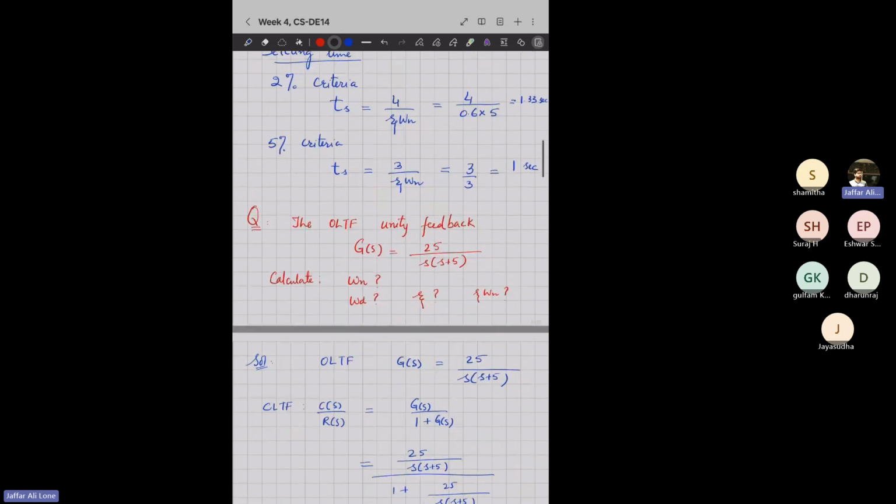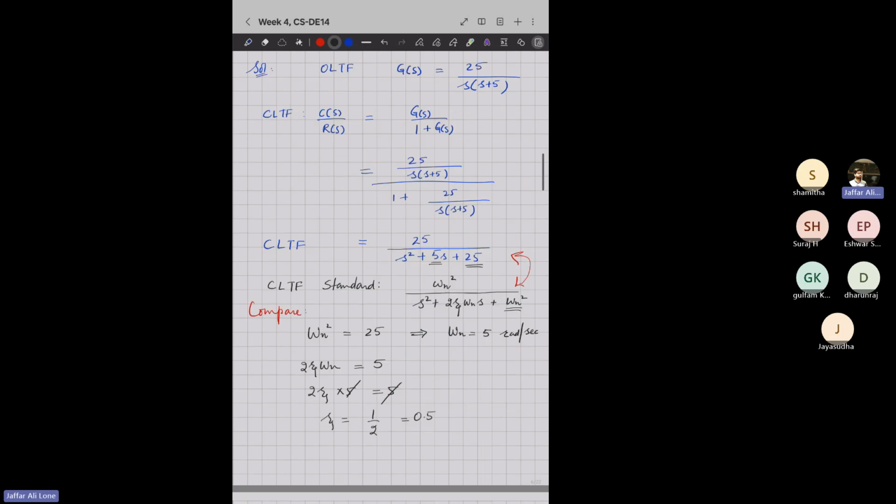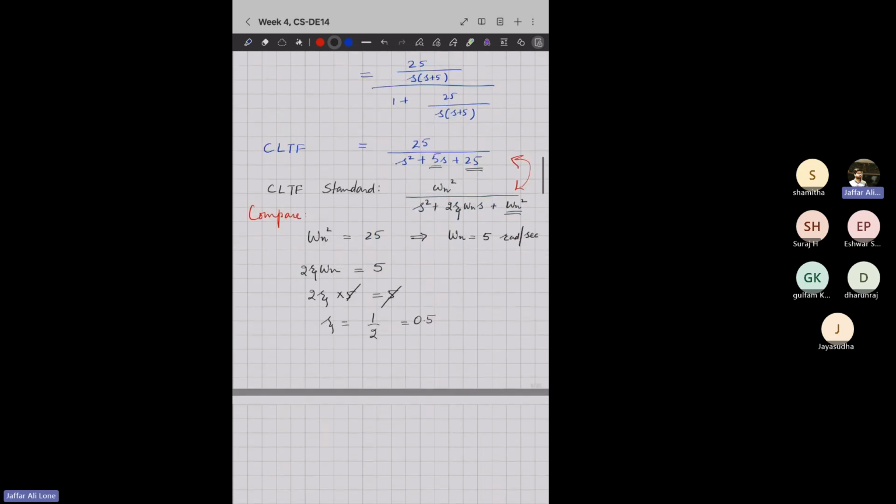Now you see, you got omega n, you got zeta. What is omega d? Omega d is omega n into square root of 1 minus zeta square. And what is zeta into omega n? Just multiply 5 into half, 2.5. So this will directly be 2.5, and omega d, when you calculate it, you will get 4.3 radians per second. I'm not going to solve it because it's straightforward. Why waste time on this?